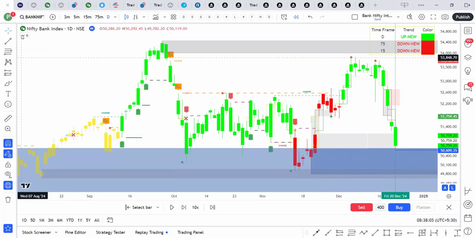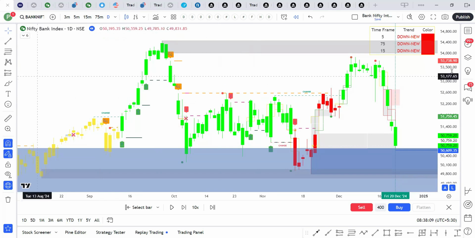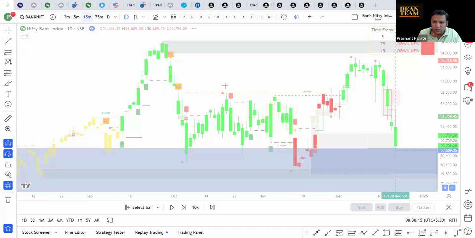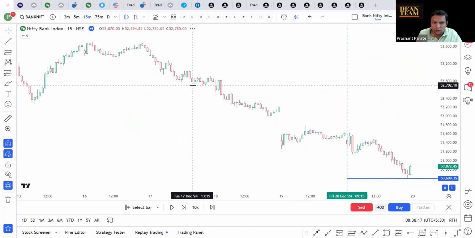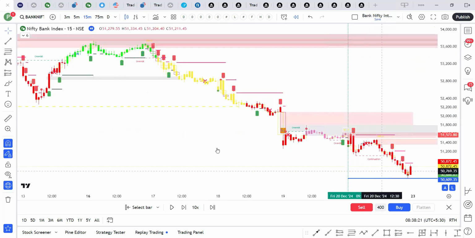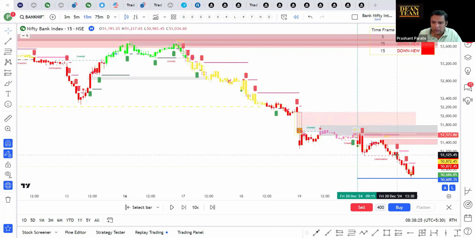So you said that it will go sideways because it will act as a selling climax, because it is a rapid fall with gaps and all. So it went that way only. And this is all red. Now on the 15-minute, what do we see? It is a strong downtrend, with downward force candles.